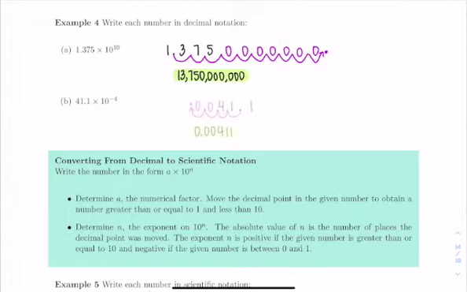Let's try the next one. We have 41.1 times 10 to the negative fourth. That means because it's negative, we want to move it to the left 4 places. Starting with our decimal, we go 1, 2, 3, 4. And remember, we just fill in our blank spaces with zeros. So we end up with 0.00411.